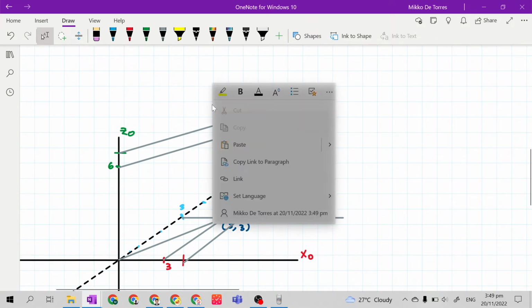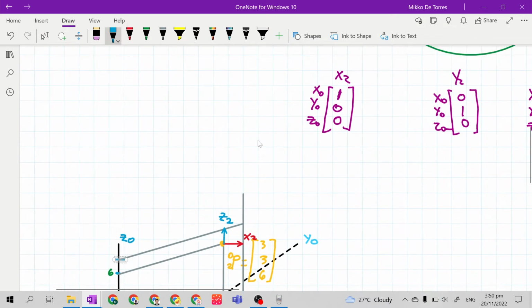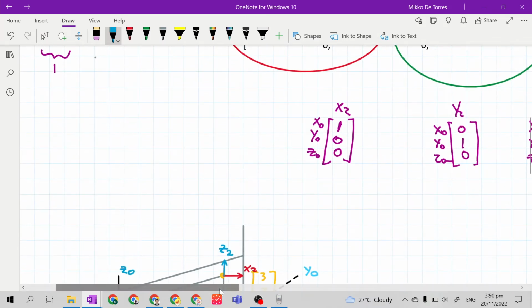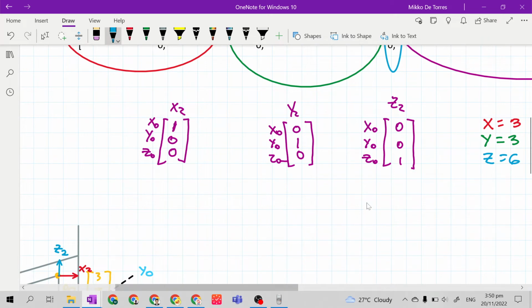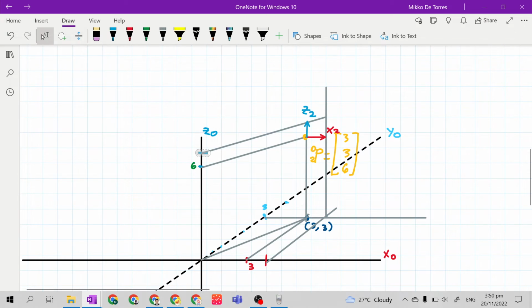So this is like plotting the frame 2. Okay, we are plotting the frame 2 using the derived values from our transformation matrix. So we have now the direction of x sub 2 and z sub 2.